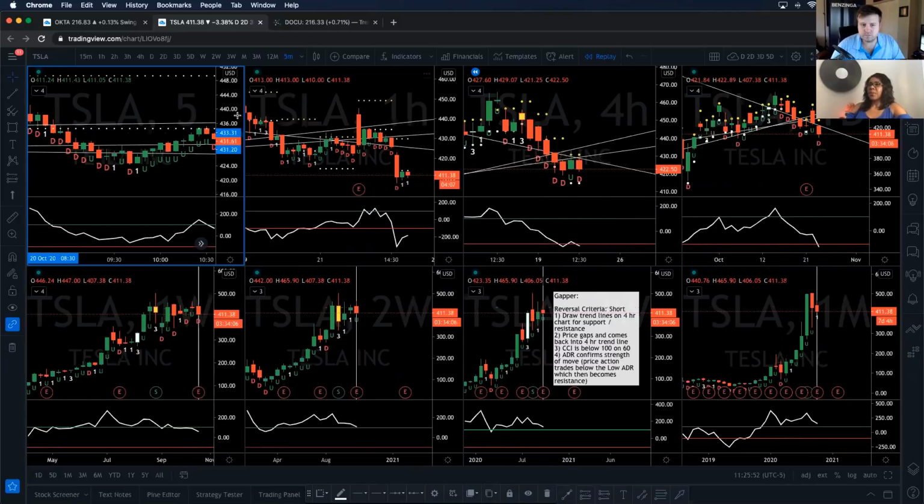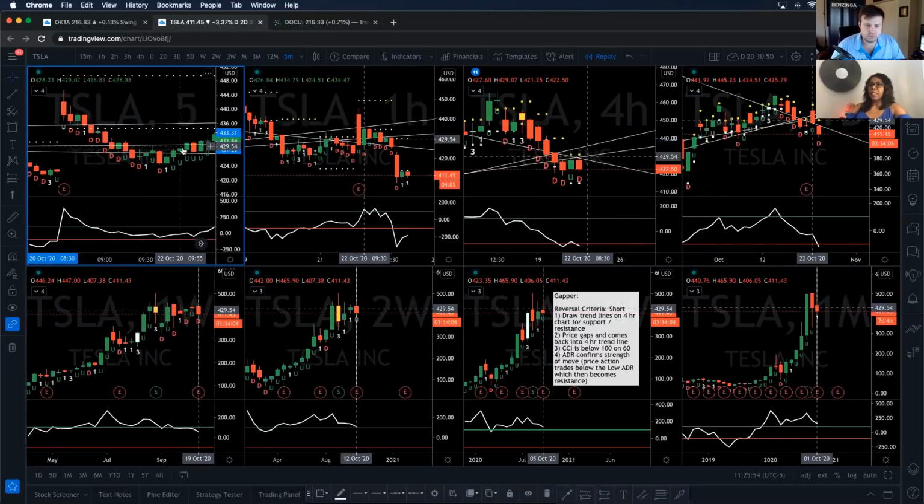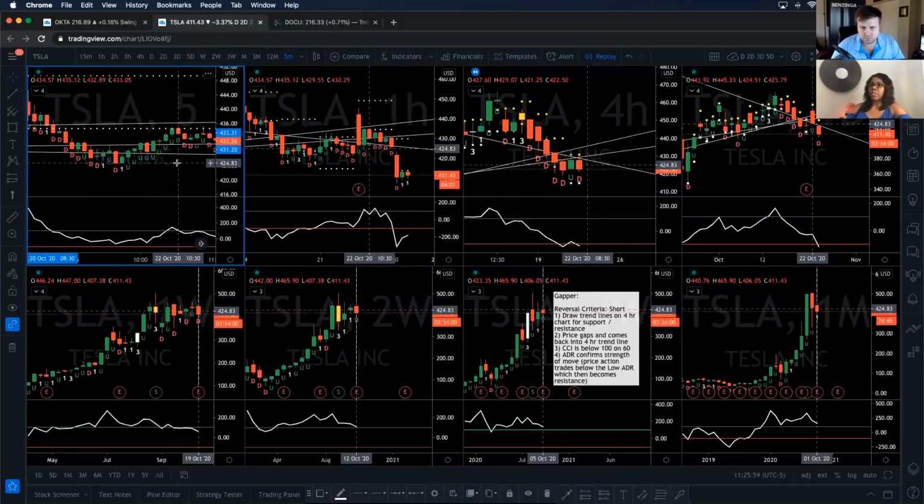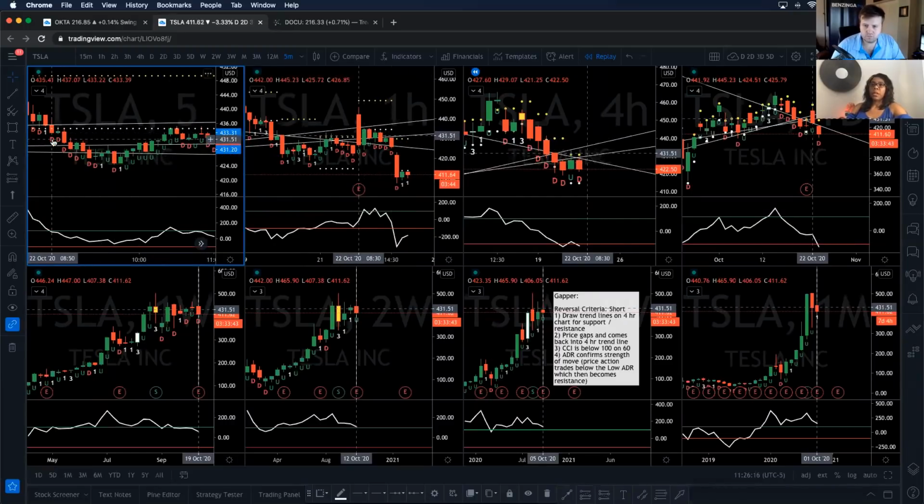Okay, so I take the profit on this and this trade is done. Now you could have reversed this once it came back up on the 60, but I didn't take that trade. So this is really about how do I trade gappers in reverse? And that's the way I would do it using my 4-hour trend lines with confirmation of the average daily range and the CCI. I didn't know if there were any questions regarding that.